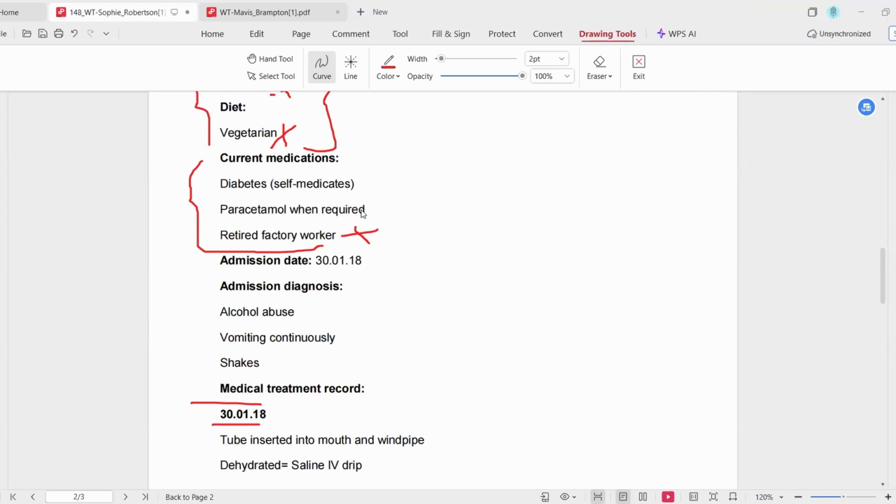Diabetes is very important, because he's a type 2 diabetes patient. So you have to write what all the medicines he's on. Perfect. He takes diabetes medication that he self-medicates. Paracetamol when required. I think it's good to write. Correct? Yes.